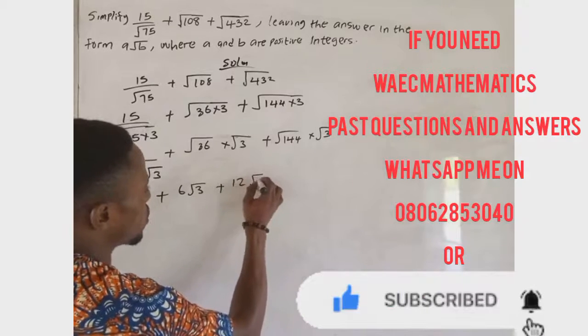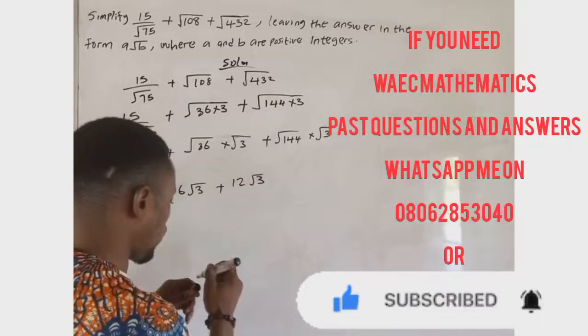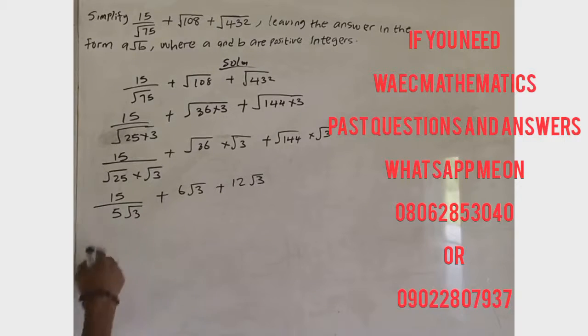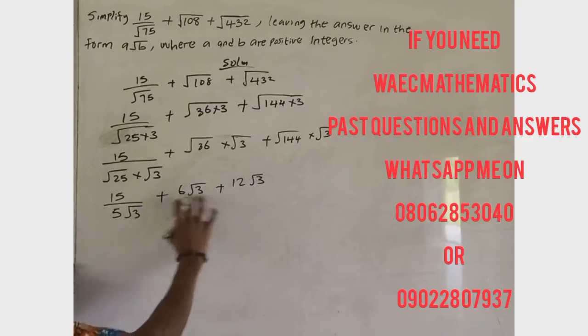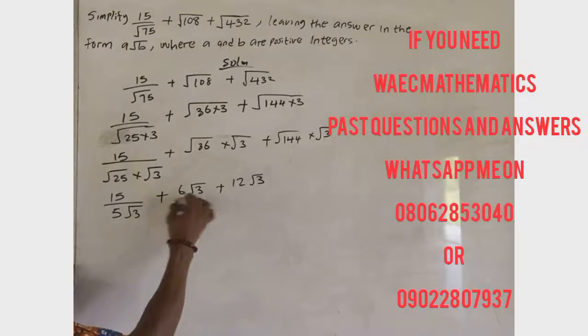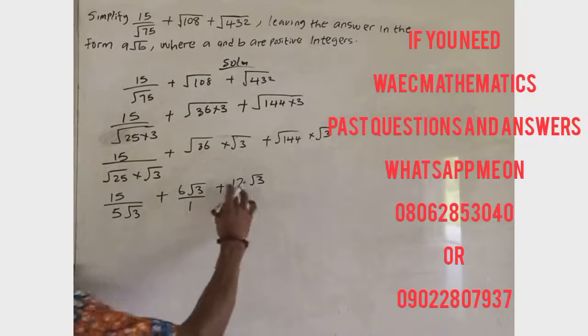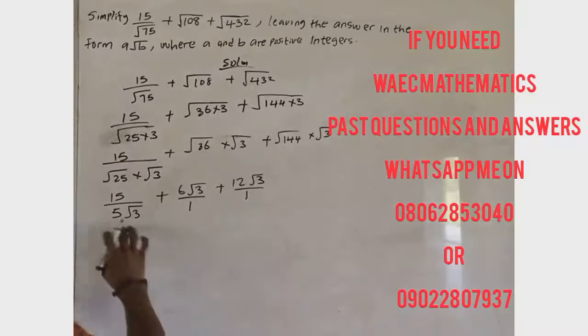12 root 3. So all of it now, this one is in form of fraction. We have fraction here. This one just ordinary, this one just ordinary. So let's make this one fraction into this one over 1, and find the LCM.